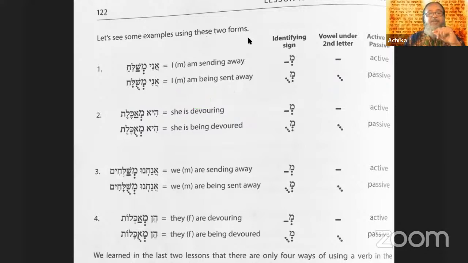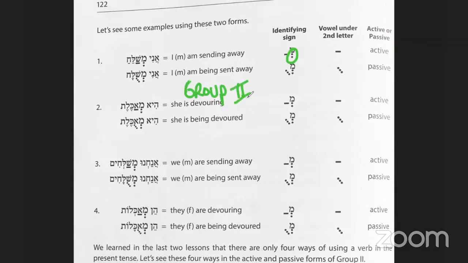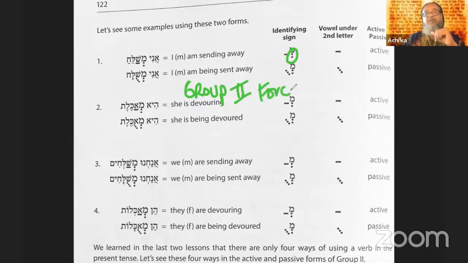So they're giving us some examples here. What do you remember about the two dots that are under the mem? Just so we'll know that we're on the same page. What does that represent? Group number what? Two. And that's a forceful action. It's intense. That's not a soft one.